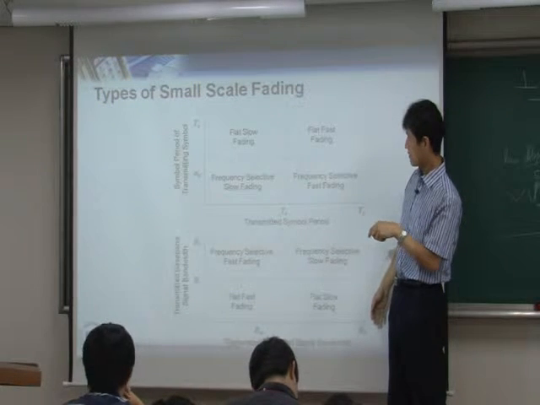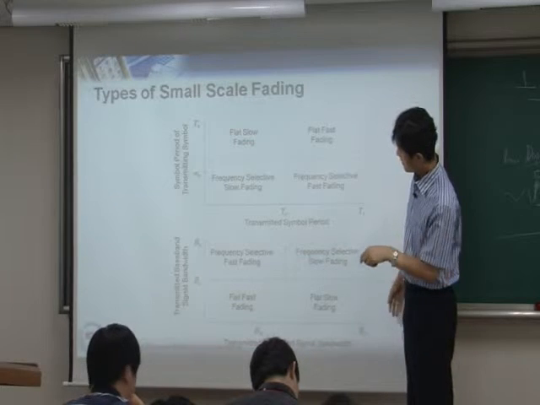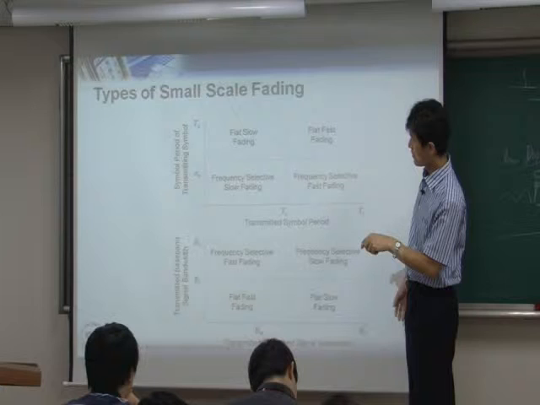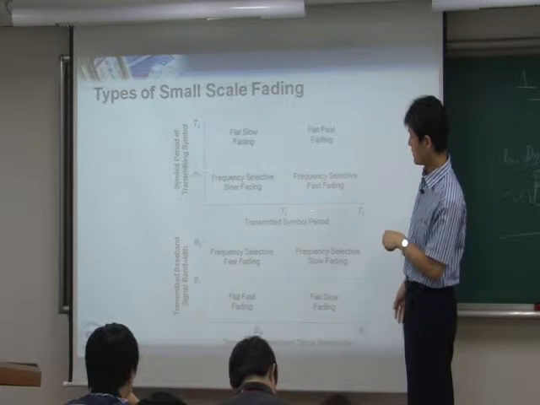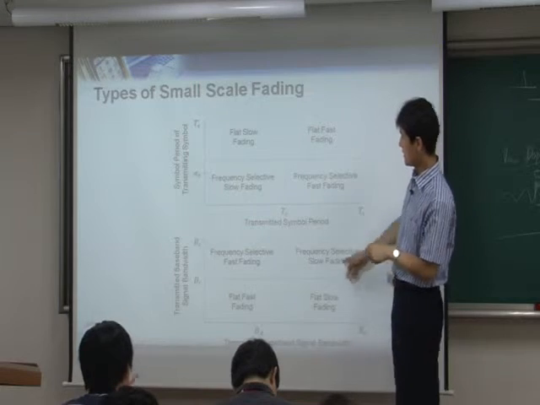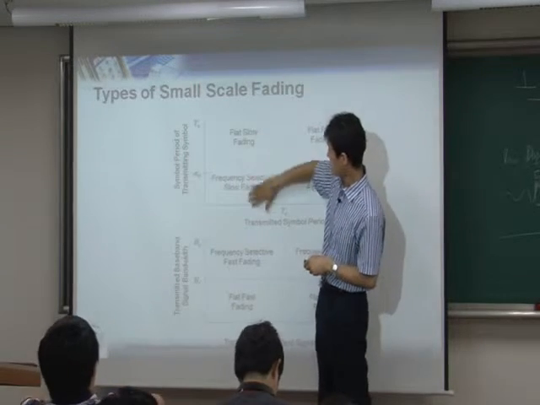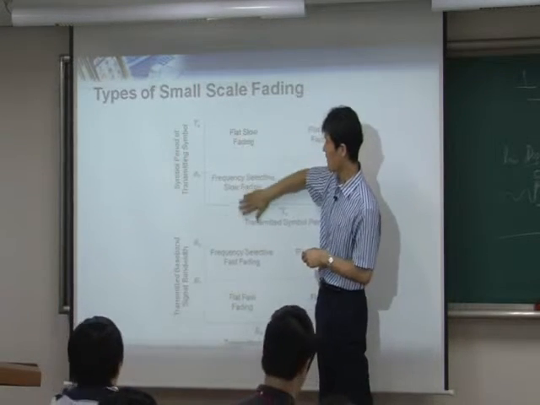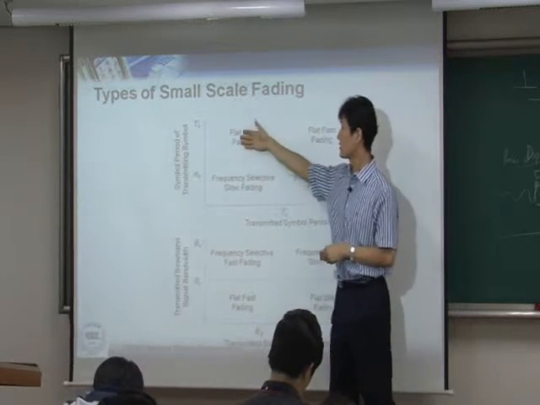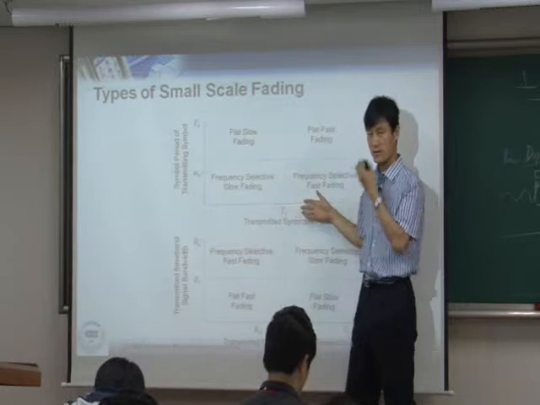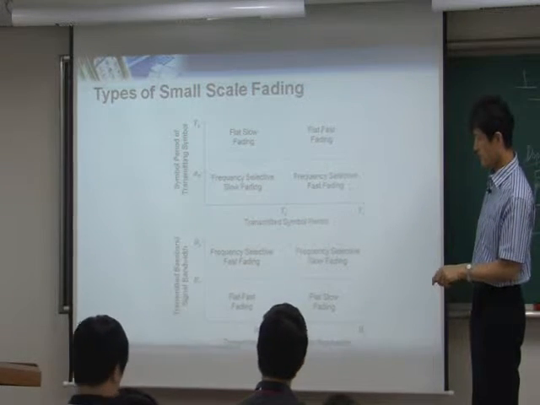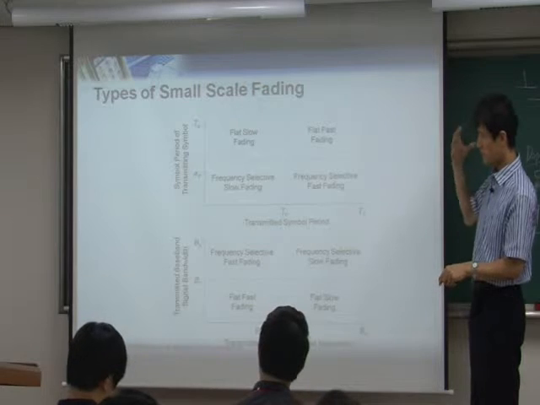This is a symbol period, or transmitted symbol period. You can see that this area is slow fading, this area is fast fading, and this is flat, this is frequency selective. You can see the same way using the frequency. Okay, so think about that one.